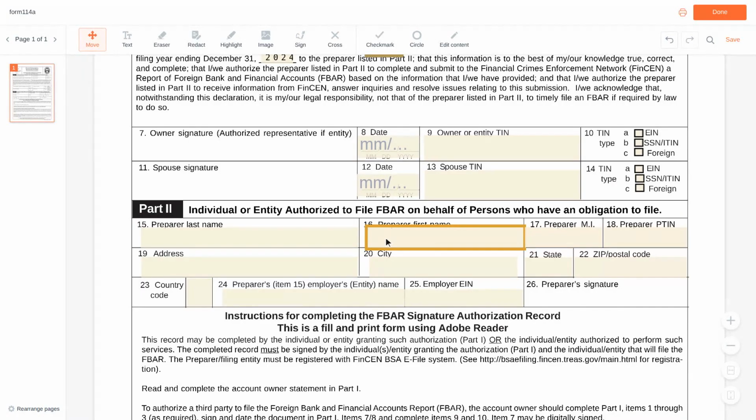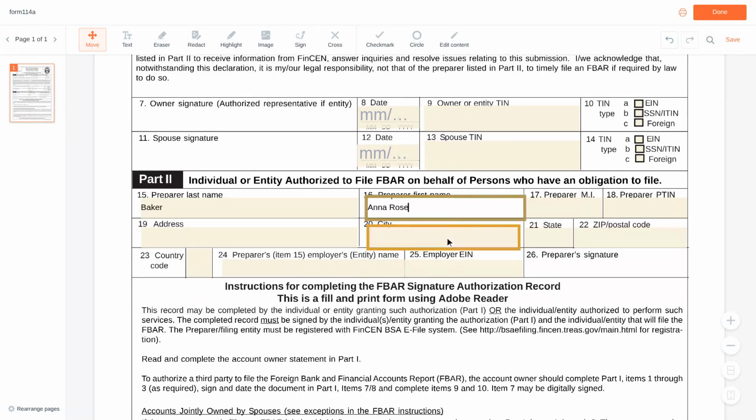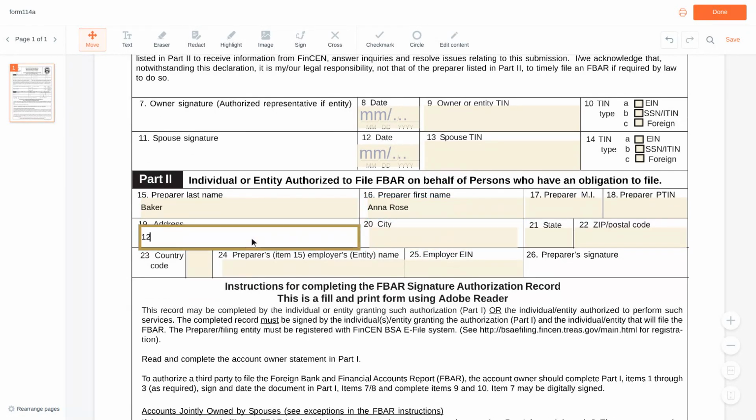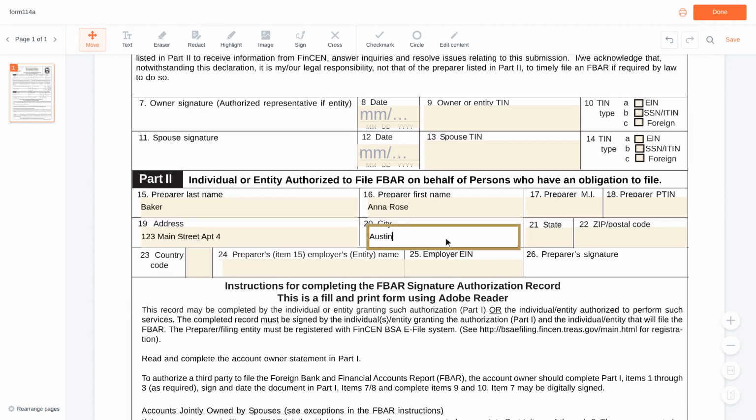Part 2 is the authorized filer's information: their name, address, and PTIN or other identifying number. The authorized filer is the person who will electronically submit the FBAR through FinCEN's BSA e-filing system. Both the account owner and authorized filer should keep signed copies of this authorization.